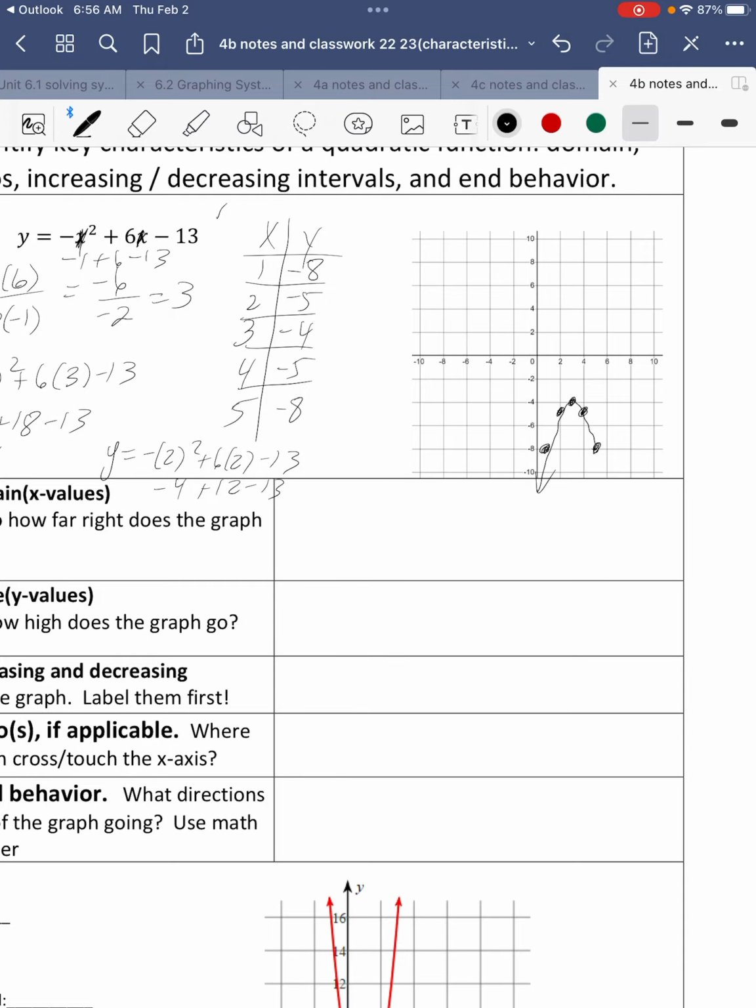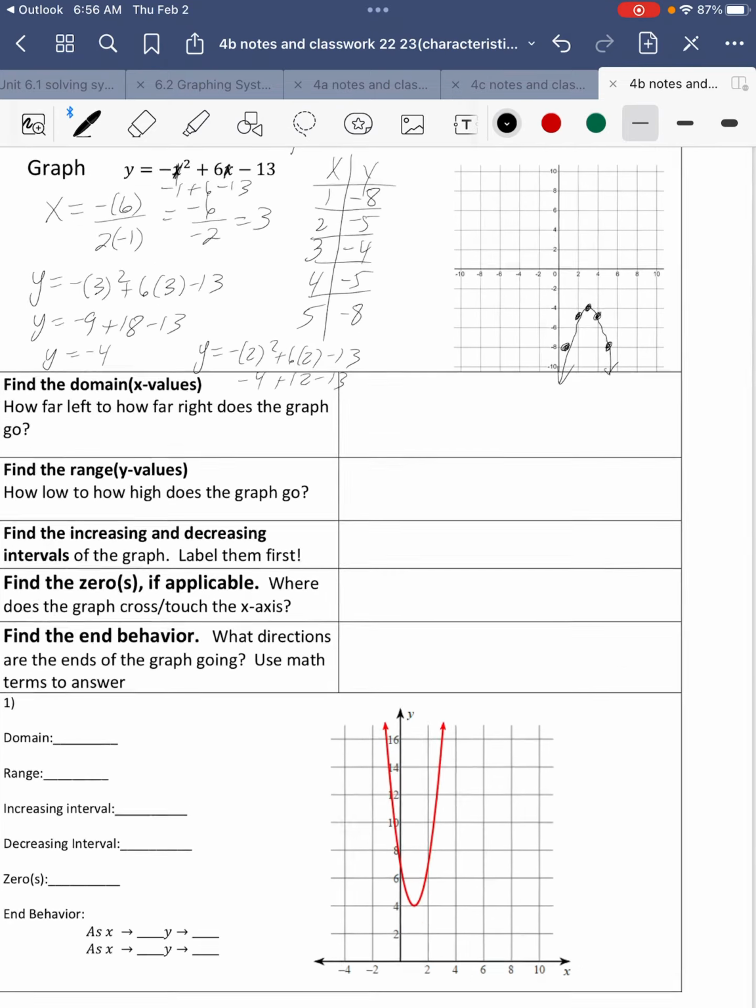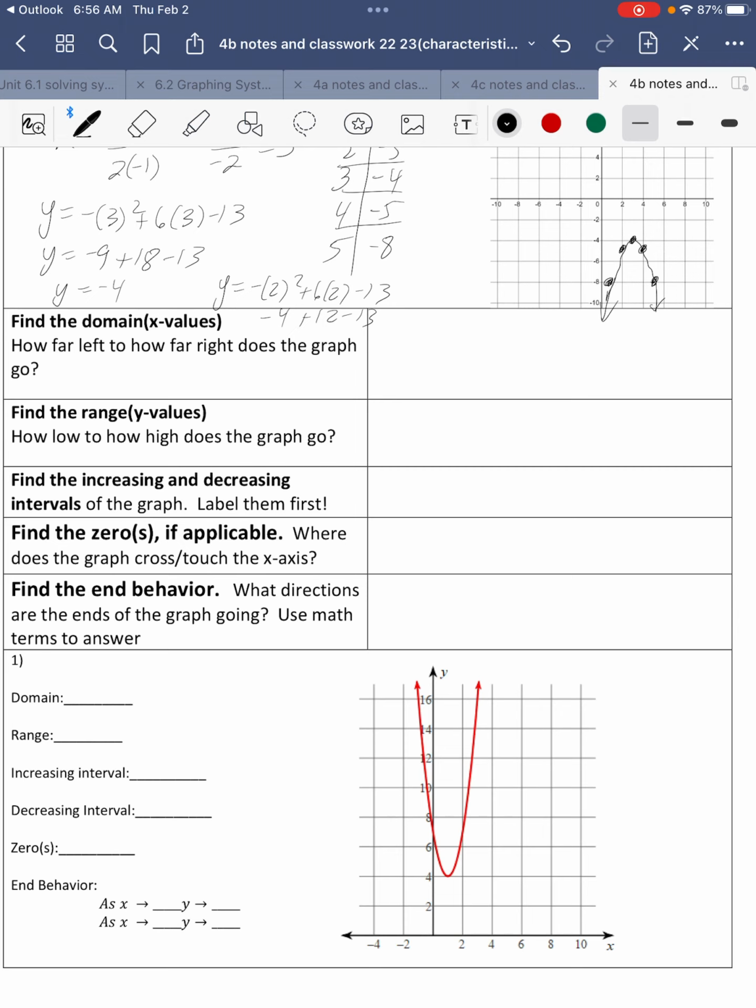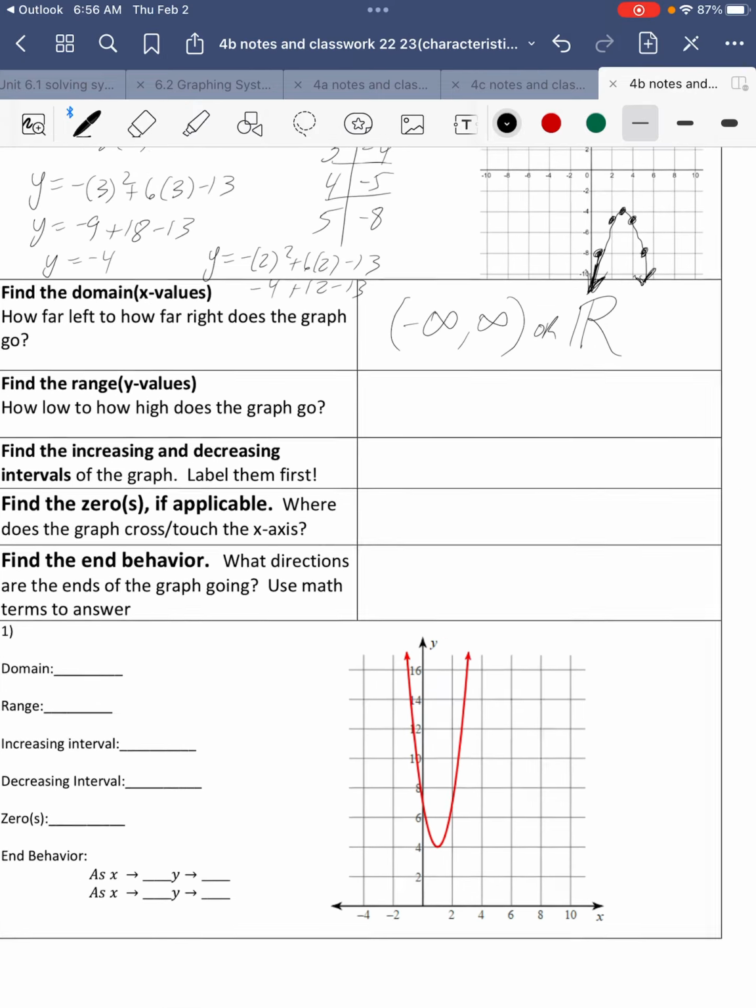All right, so now we have our quadratic drawn. Now we're going to do the domain. Domain is how far left does the graph go to how far right. And in this case, it goes left forever and right forever. So that's going to be negative infinity to infinity, or the fancy all real numbers symbol.